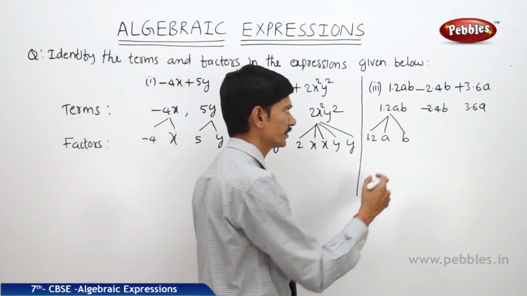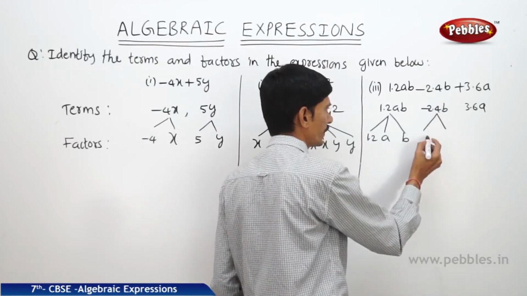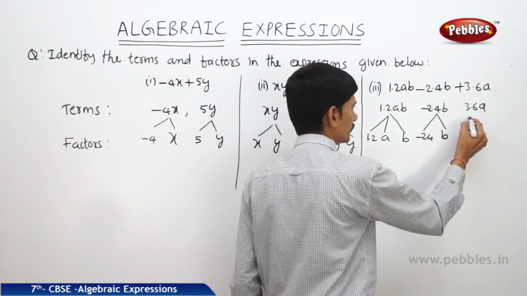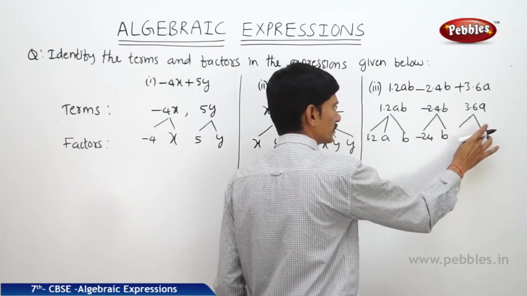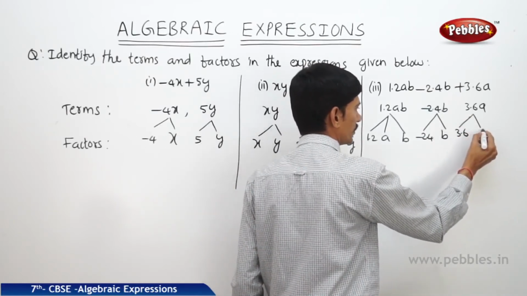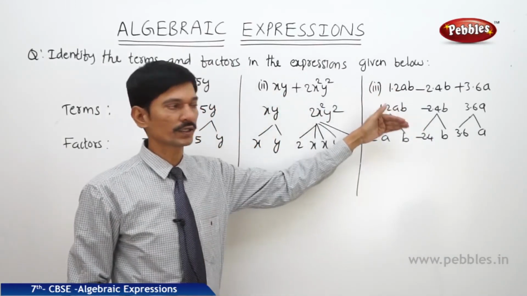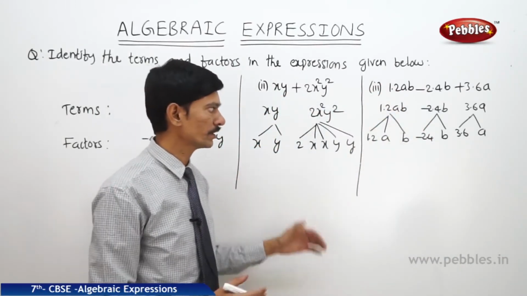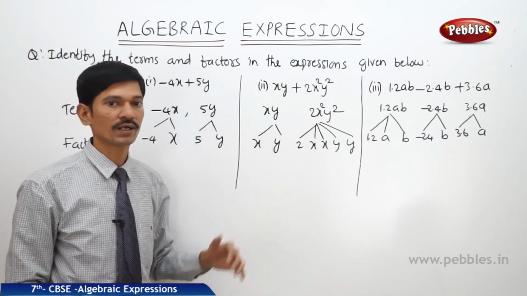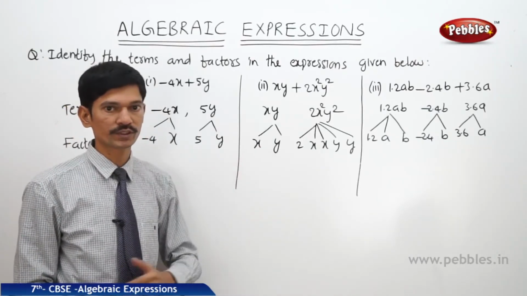Now what are the factors of the second term, minus 2.4b? The second term consists of 2 factors, minus 2.4 and b. The third term 3.6a consists of 2 factors, 3.6 and a. So these are the factors of the various terms of the given algebraic expression. In this way we can identify each term of the algebraic expression, and also find the factors of each term.